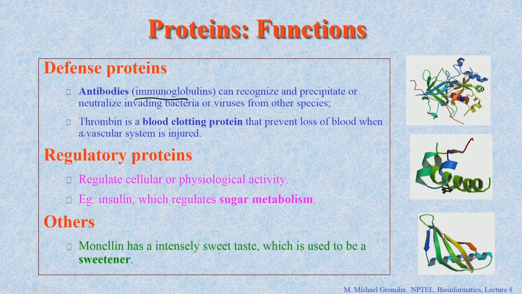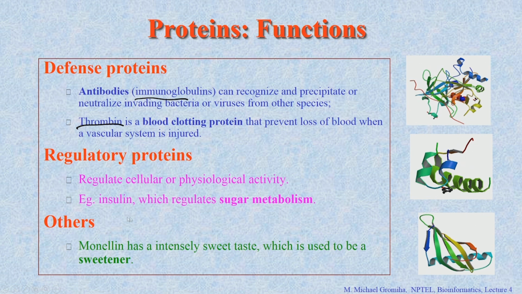Then there is another protein called thrombin, right. This thrombin is also very important because it is a blood clotting protein, right, because when you get injured, this should be clotted, right. So this is the one which helps when we get injured, to prevent the loss of blood in the vascular system, right.